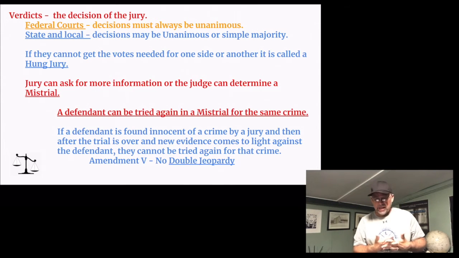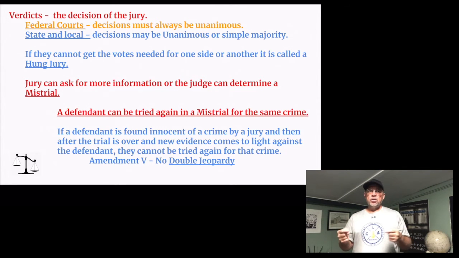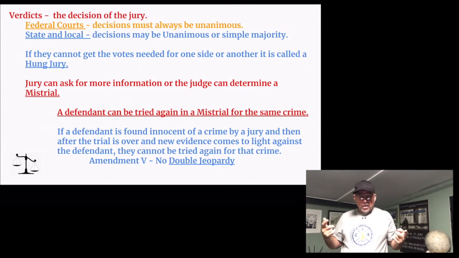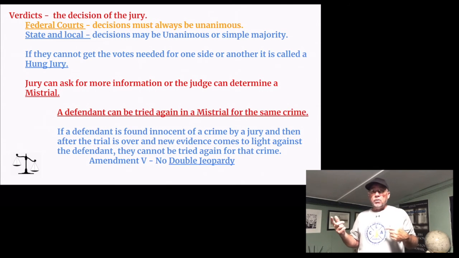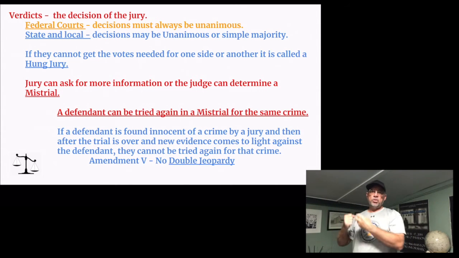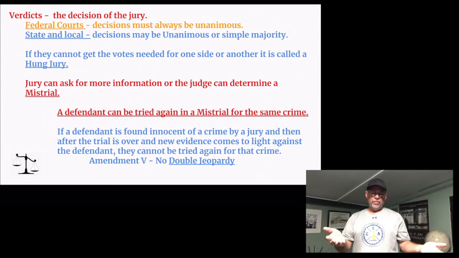If they cannot get the votes needed for one side or another, it is called a hung jury. They can't get a unanimous vote, or they can't get a majority on either side. So what does the judge do about that? The jury can ask for more information. They can go back and say, we can't make our decision. We need the prosecutor to present this. We need the defense to present this. They can ask for more information, or the judge can just declare a mistrial.